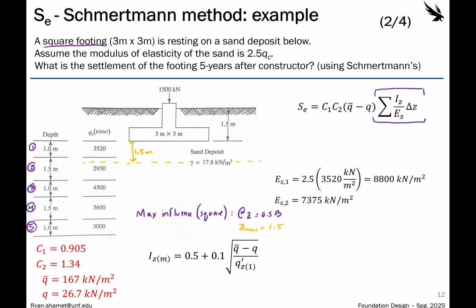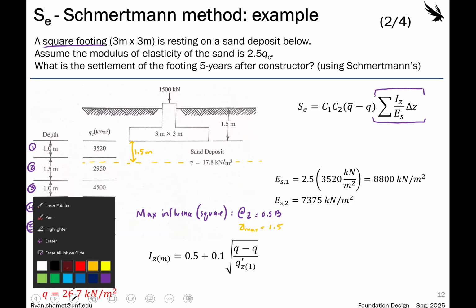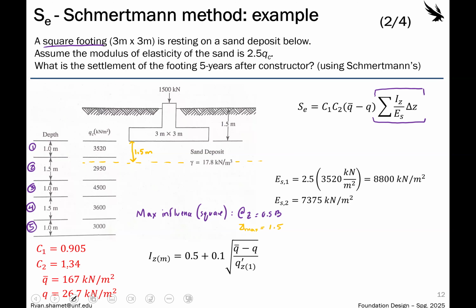And then for the square as well, a square footing will go to a max depth of 2 times the base. So 2 times base is 6 meters. So let's see, would that be, so 1, 2.5, 3.5. Okay, so that's 6. So we know that our 6 meters is right here, which is where our max is going to end.